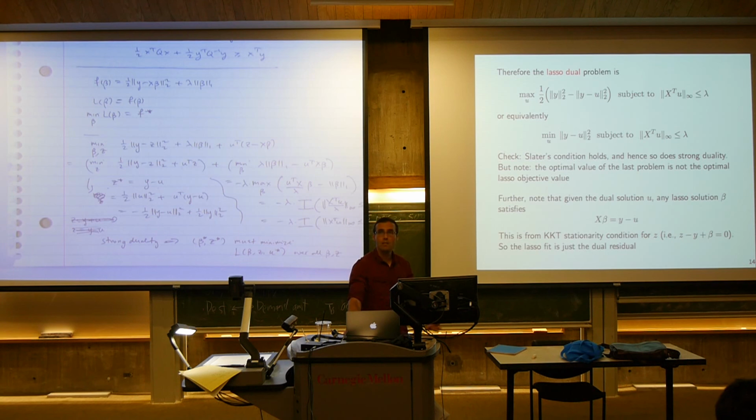So if you have a problem that's unconstrained, think about all the various ways you could derive duals. It's often helpful to look at all of them. One of them may be more useful than another.